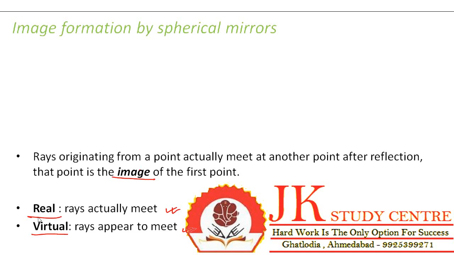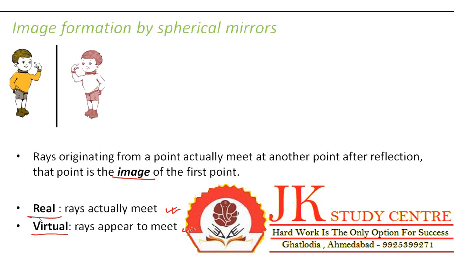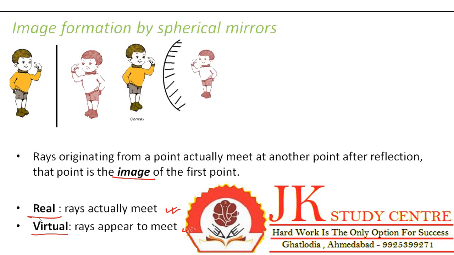So there are two types of image that can be formed by a spherical mirror. One is a real image and the other one is a virtual image. In case of a real image, the reflected rays will actually meet at a point. In case of a virtual image, the rays will appear to meet at a point. Now if you look at these different kinds of mirrors, first I have taken a plane mirror. In a plane mirror, the image which you get is a virtual image, identical to the object and of the same size as the object.